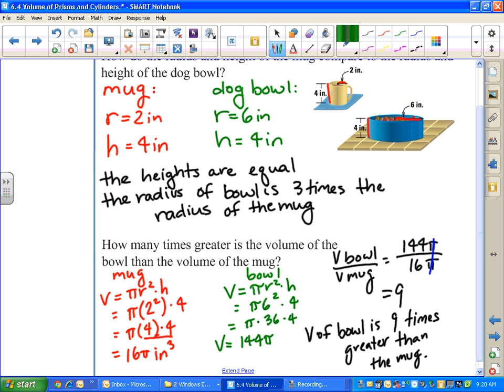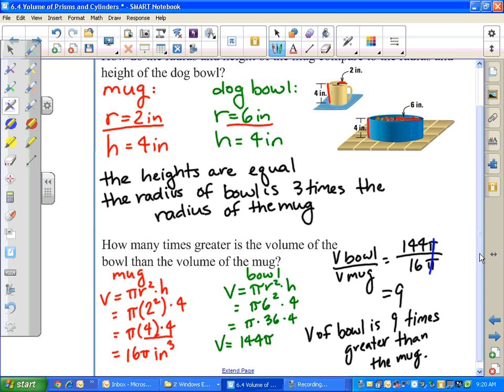Now, why do you think that's happening? Why is the volume of the bowl 9 times greater than the volume of the mug? Well, think about how we use the radius. My radius here was 6, my radius here was 2. The radius of the bowl is 3 times bigger. But I have to square the radius when I'm plugging it into the volume formula. We have r squared here and r squared here. So if this radius is 3 times bigger, then I'm squaring a number that's 3 times bigger. My result is going to be 3 squared times bigger, which is 9.